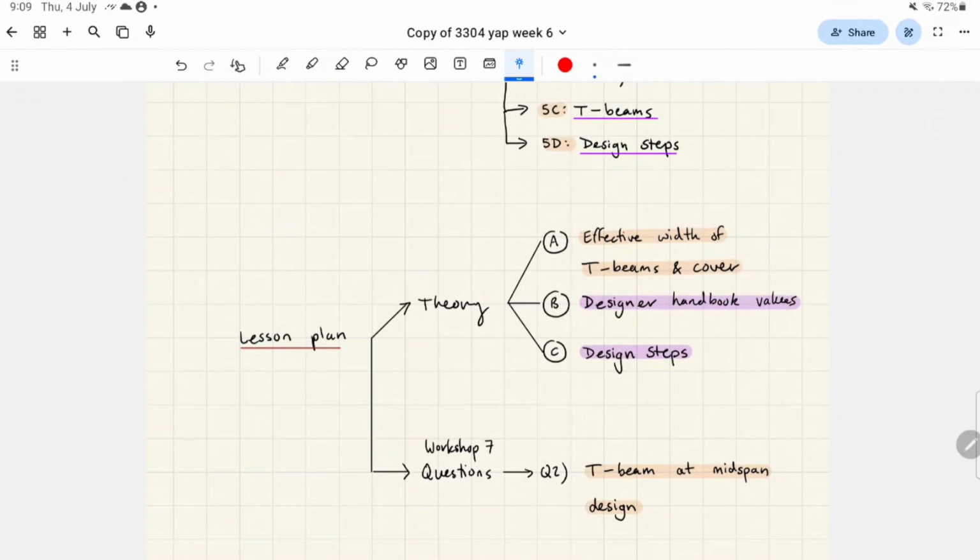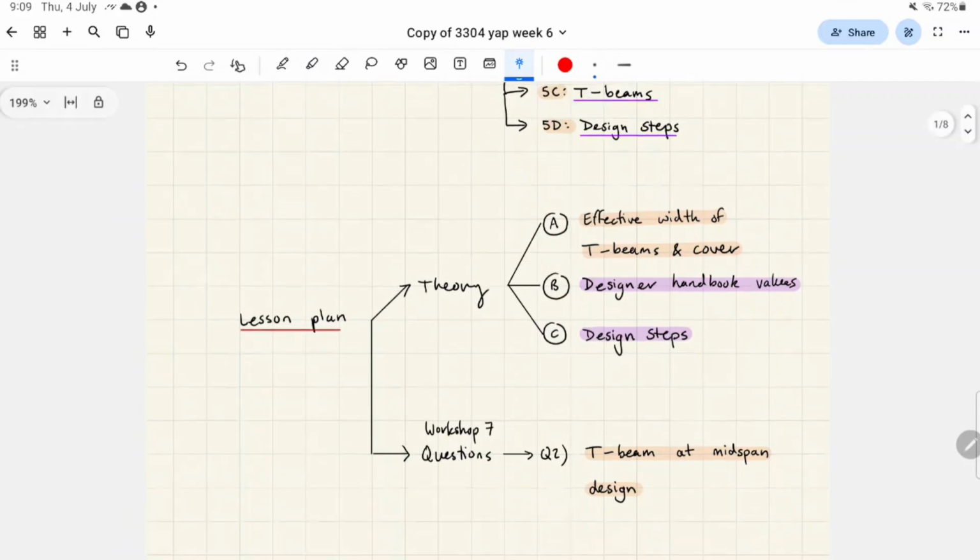There's some terms which I've only briefly alluded to, like effective width, in terms of the flange width for the T-beam in a slab system, and cover, stuff like that. We'll run over a bit more, and then we're going to start moving into design.